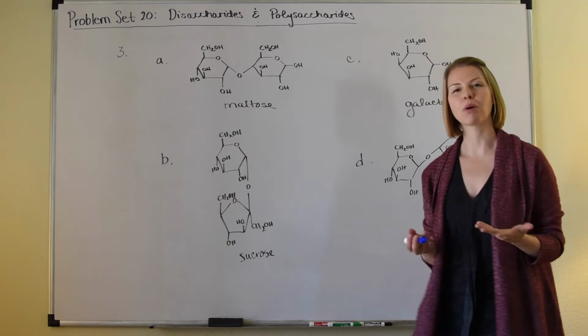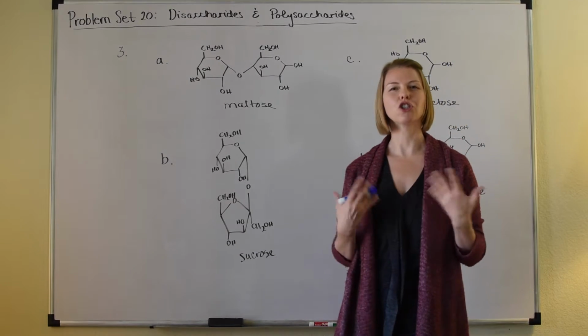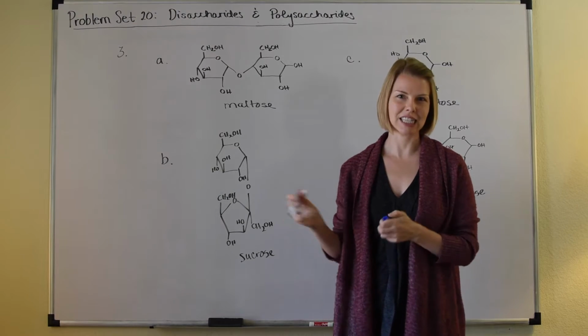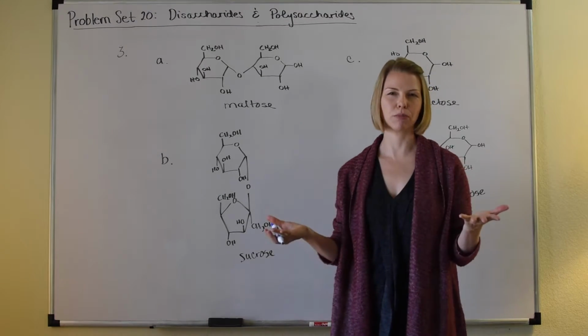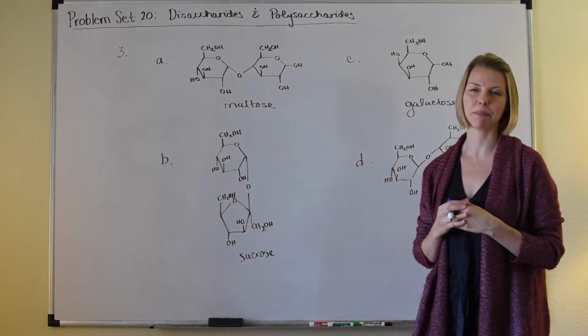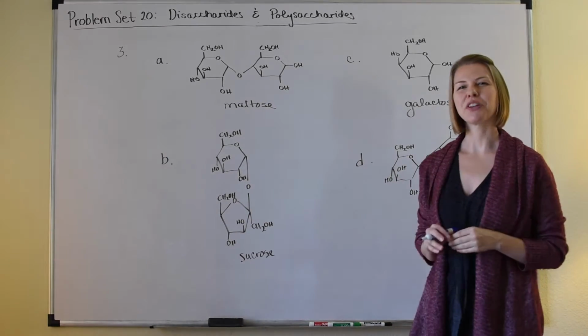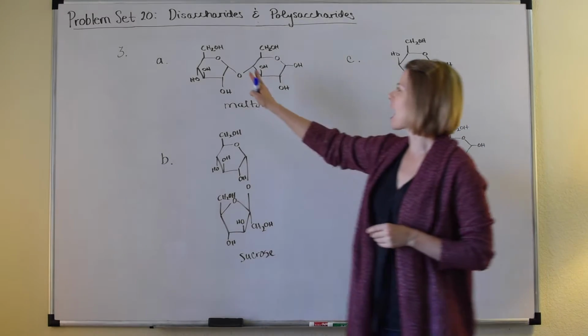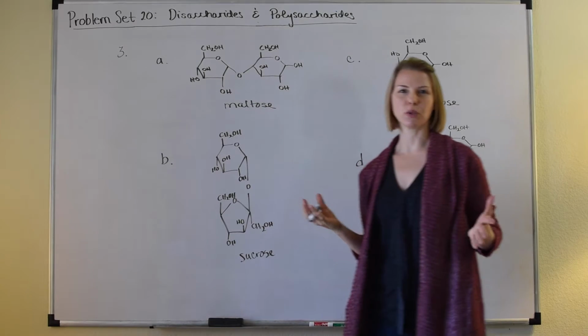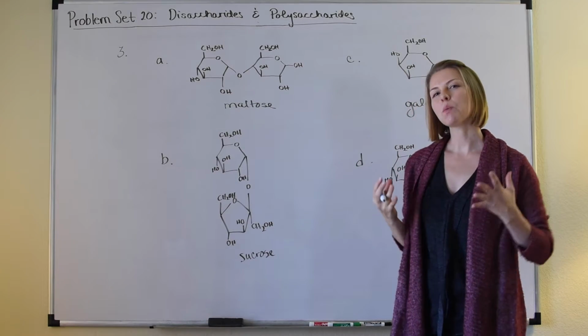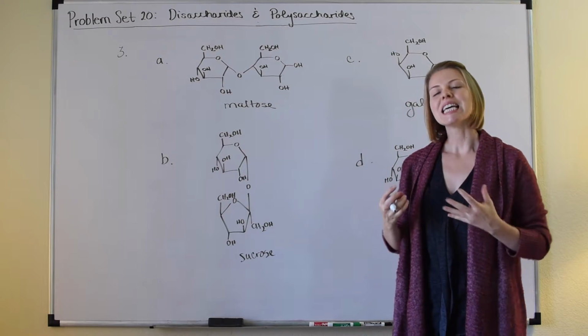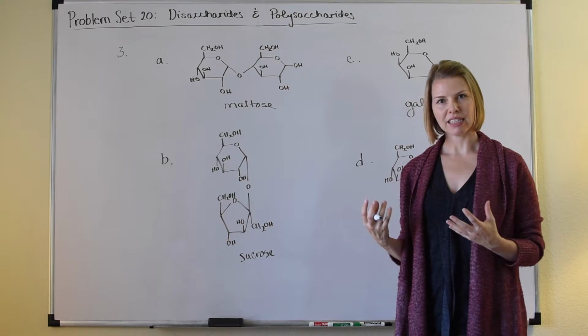So I'm assuming that you would probably look up these structures to do a homework problem like this, and your instructor maybe would give you the structures on an exam. Again, clarify with your instructor. So for A, is it a reducing sugar? Really what this question is asking is, is there a free hemiacetal?